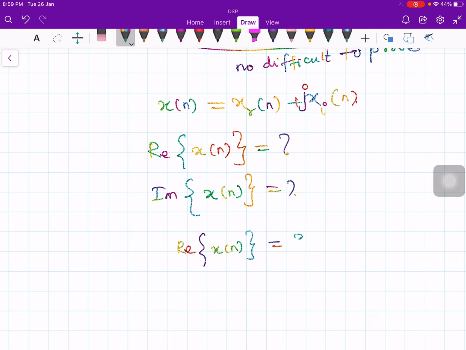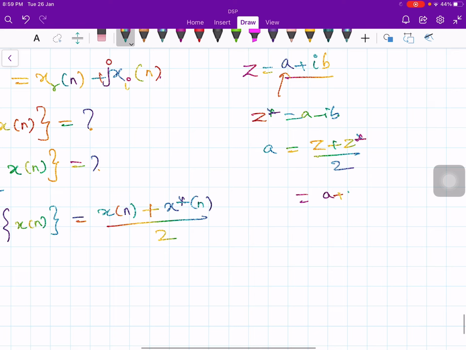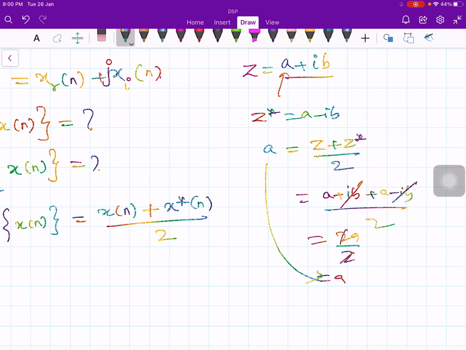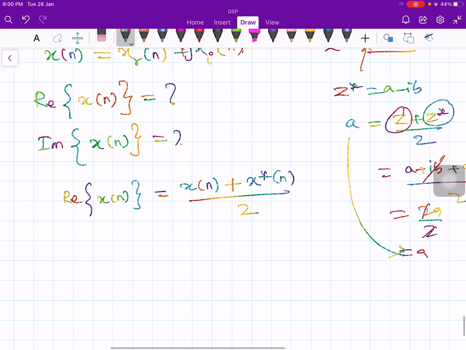Real part of x of n is x of n plus x conjugate of n divided by 2, right? Suppose you have a complex number a plus ib. What is the real part? A. How do you get a? Let's say this is z. Then z star is equal to a minus ib. How can I get a? A is nothing but z plus z complex conjugate divided by 2, right? So a plus ib plus a minus ib whole divided by 2. ib will get cancelled, 2a by 2, 2 will get cancelled. You will get a. Therefore, the real part is obtained by z plus z conjugate divided by 2. Similarly, here also, how do you get the real part of x of n? X of n plus x conjugate of n divided by 2.